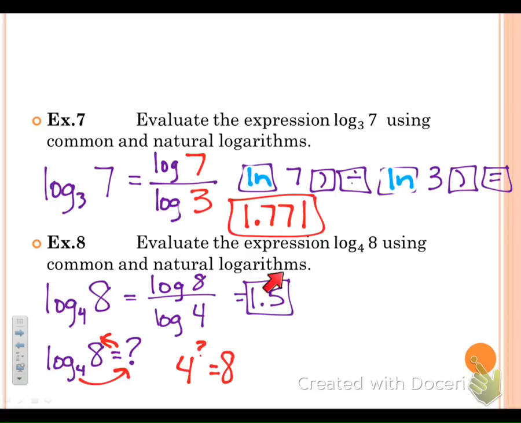This only works if you have a terminating decimal. In the previous example, 1.771, we had to cut it off. We had to round it. So if we tried to check it, since I rounded here, I would have to round my answer to see if it actually did spit out to be 7.